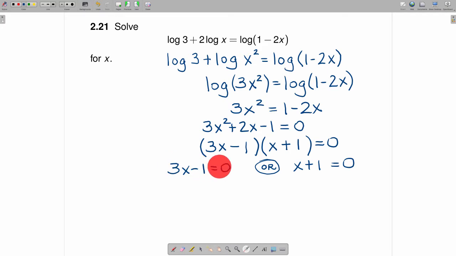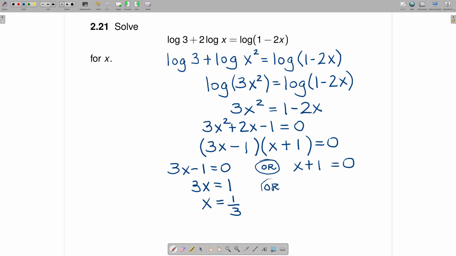Solving the first of the equations, you add 1 to both sides of this equation. When you add 1 to the left-hand side, you get 3x. When you add 1 to the right-hand side, you get 1. To solve that equation, you divide both sides by 3. When you divide the left-hand side by 3, you get x. When you divide the right-hand side by 3, you get 1/3. So that's one of the solutions.